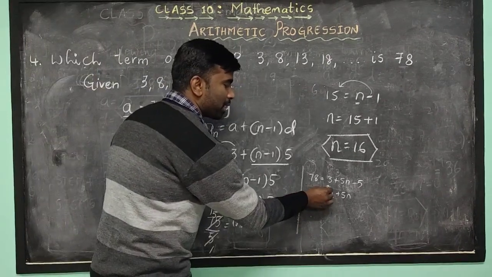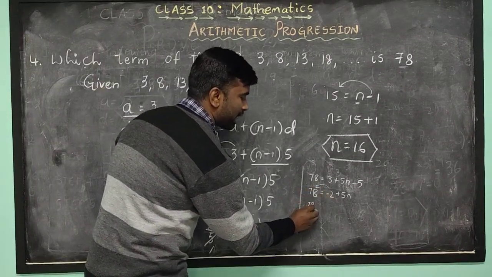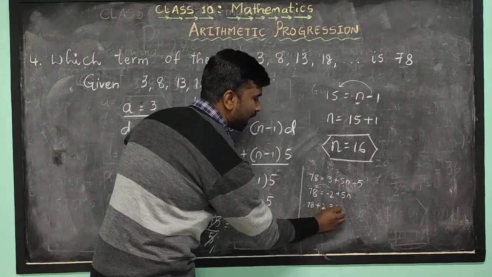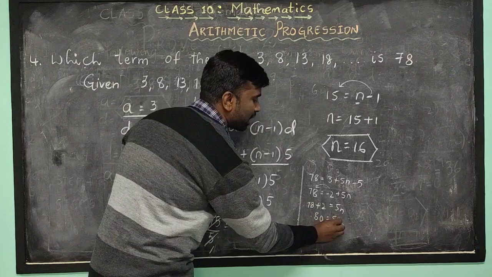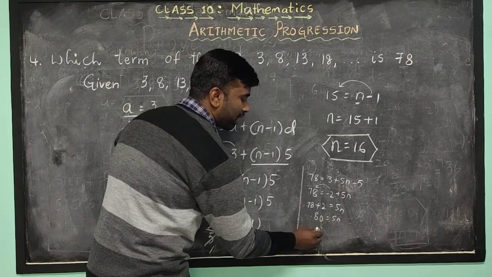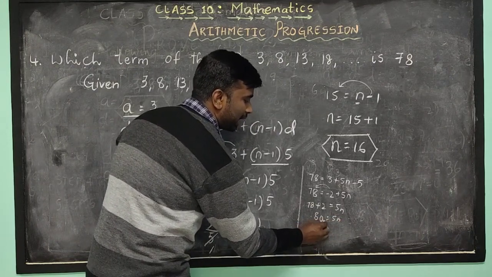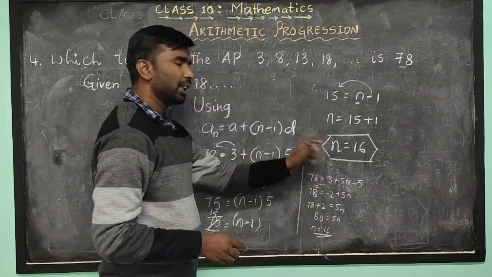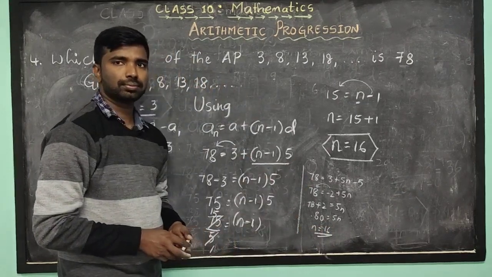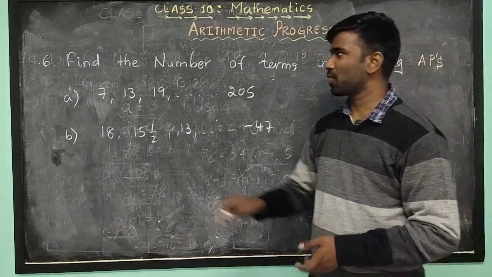Now, minus 2 shifts to the LHS, that is 78 plus 2, which is equal to 5n. Now, 78 plus 2 is 80, which is equal to 5n. Divide both sides by 5. Now, n equals 80 by 5, which is 16. You get the same answer. You can do it in two methods. Students, now moving to the next question.